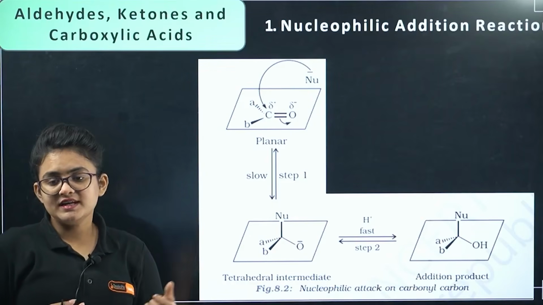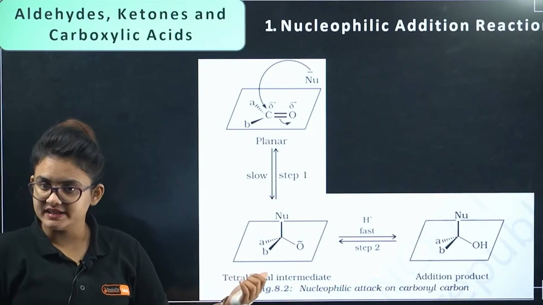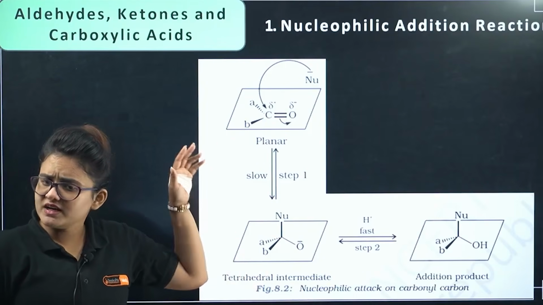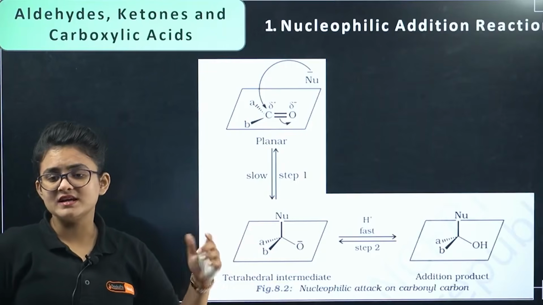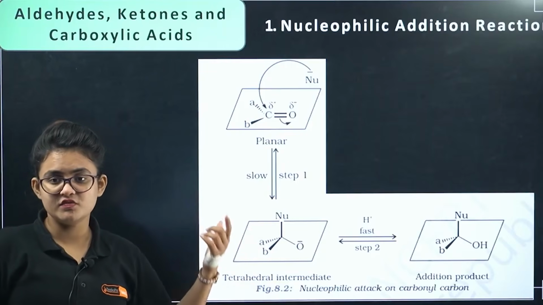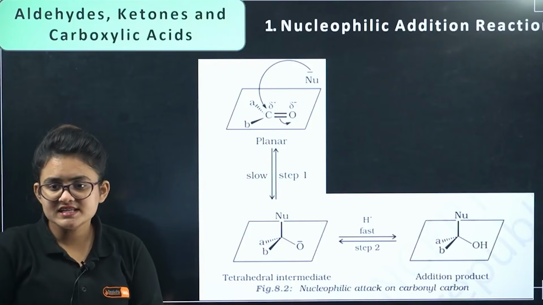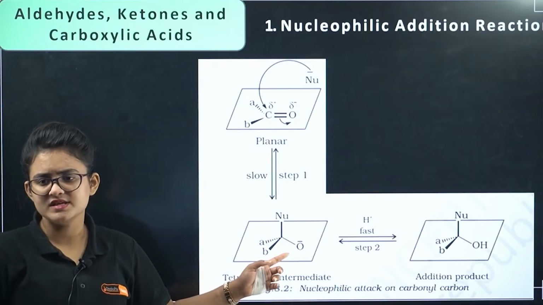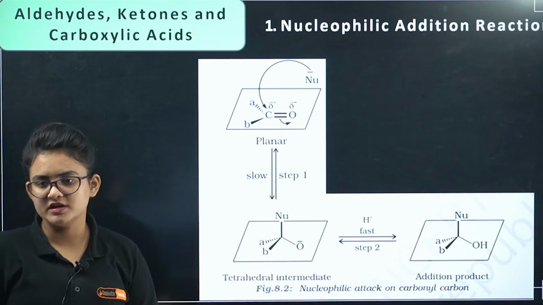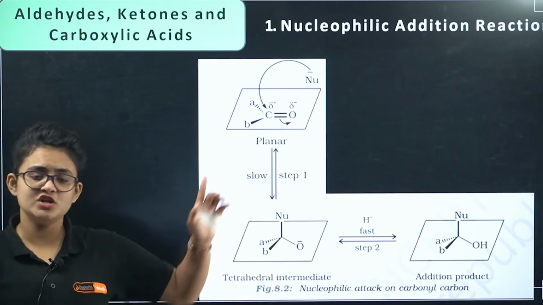So definitely it proceeds through a tetrahedral intermediate. Definitely from the planar it is proceeding towards a comparatively unstable tetrahedral intermediate. So first step is the slow and the rate determining step as well. Second step, it takes up one H plus and it becomes OH, that is the addition product. I guess it's clear to you. This is the nucleophilic addition reaction on carbonyl.